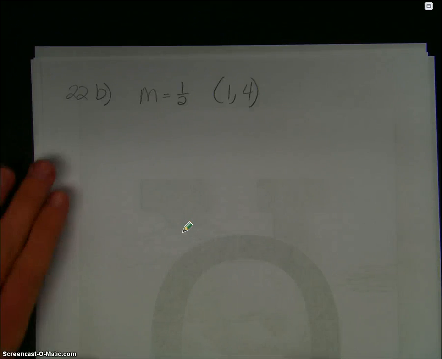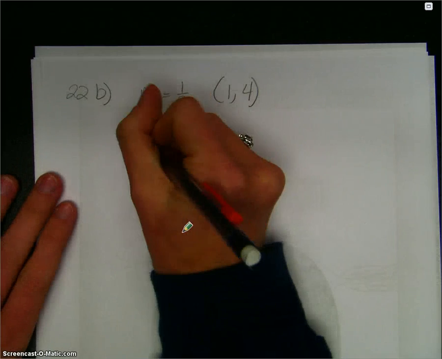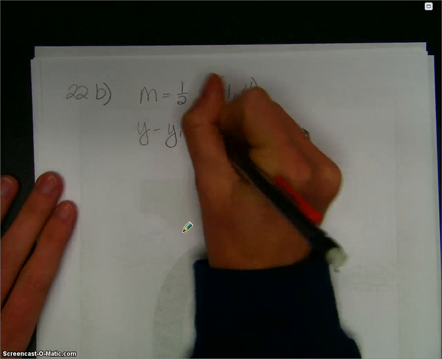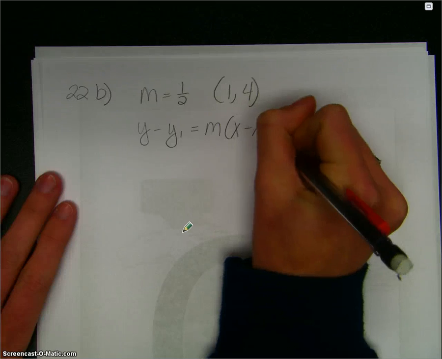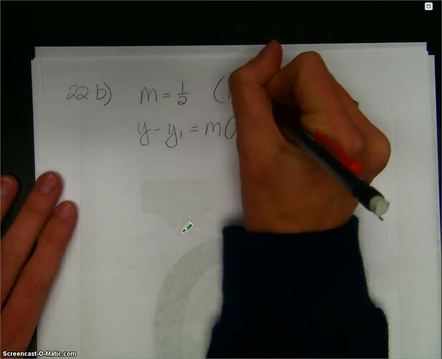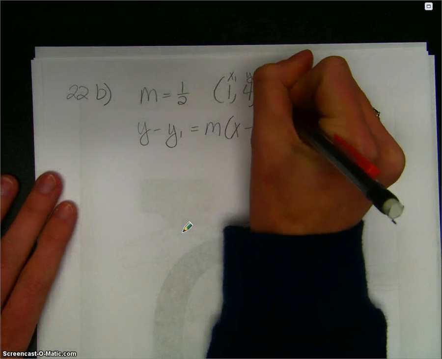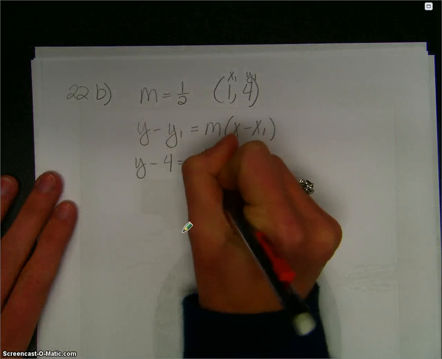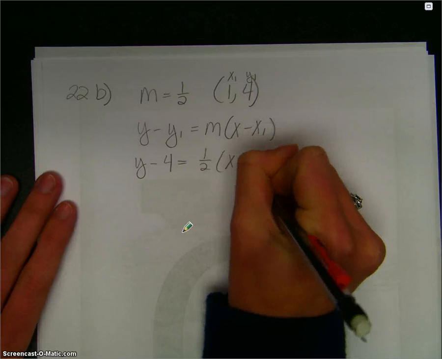Okay, at the end of the last video we were finishing up on 22b and we were writing the equation of the line where in part A we had found the slope to be 1/2 and we were working with this point that we were given right here. So here's x1 and y1, and so I'm just going to plug them in. So y minus y1 equals my slope times x minus x1.